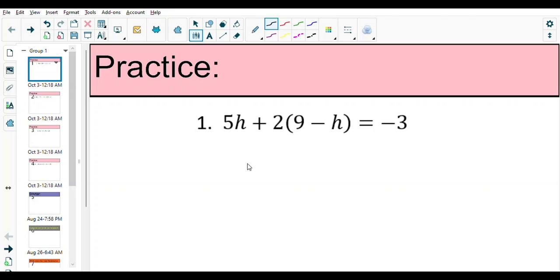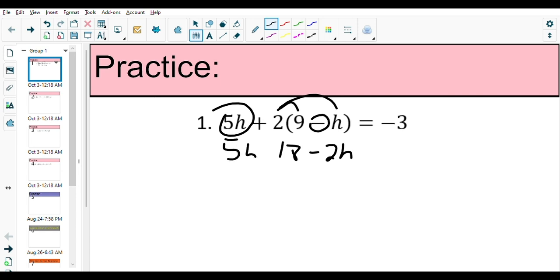For the first question here, we need to start with the distributive property in order to eliminate the parentheses. 2 times 9 is 18, and 2 times negative h gives us negative 2h, so that'll end up being minus 2h there. We haven't done anything with this 5h, so we'll bring it down. 5h. This is positive, so a plus, and over on the right hand side we've got a negative 3 still here.